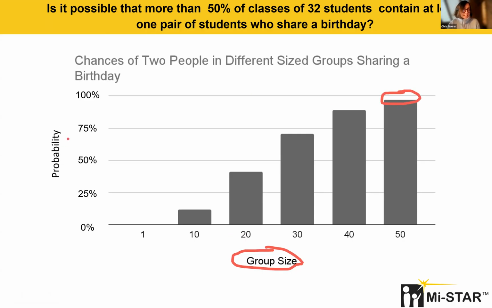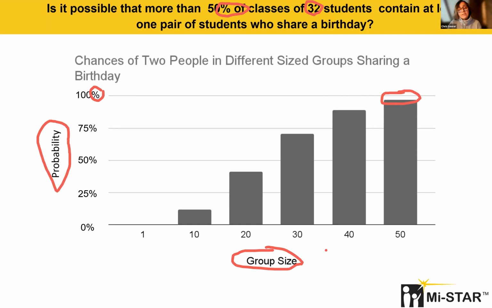That brings us to the y-axis. On the y-axis, we're looking at probability, and probability is the same thing as chances or odds. The unit here is percent, which makes sense because we're talking about 50% of the class. What are the odds that more than 50% of classes of 32 students contain at least two people who share a birthday? What is the probability that that's going to happen based on the different size groups? We're looking for a group of 32 students.